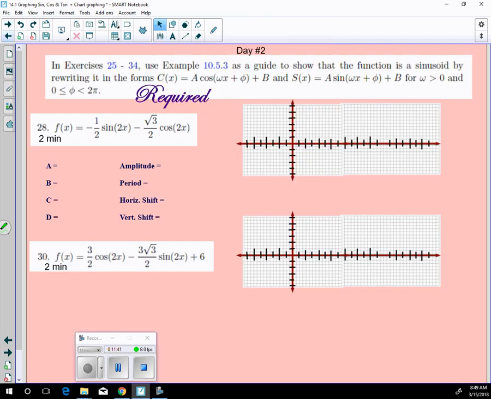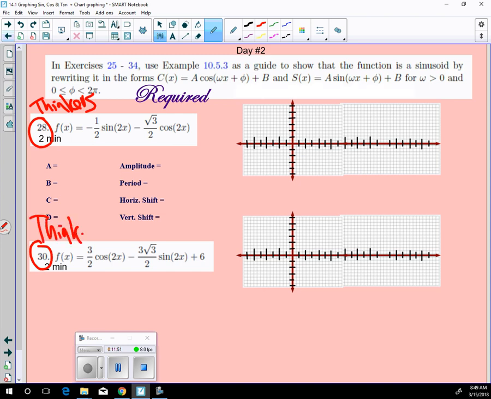But here are the graphs. So you're going to graph tangent, tangent. There's cosine. That's a good review. These two here, 28 and 30, are thinkers. Little thinkers, not stinkers. You know how to rewrite this. You know how to rewrite this. You're just looking at it and you're going, huh? But try them, and then we'll go over them tomorrow.